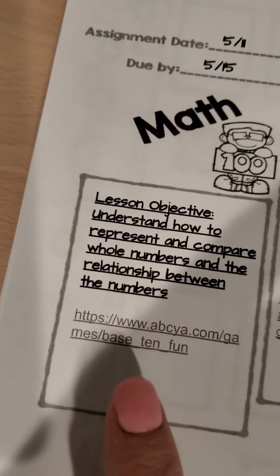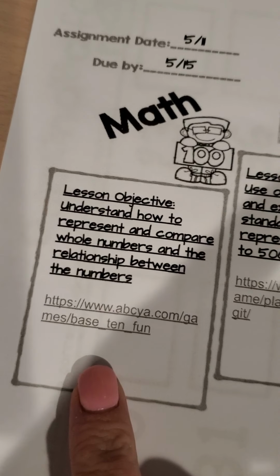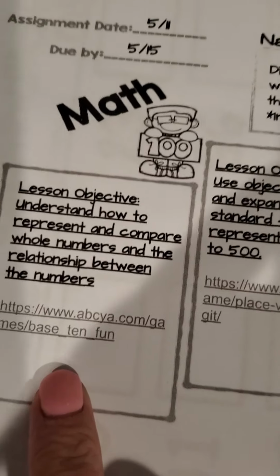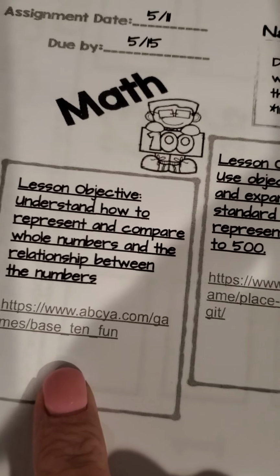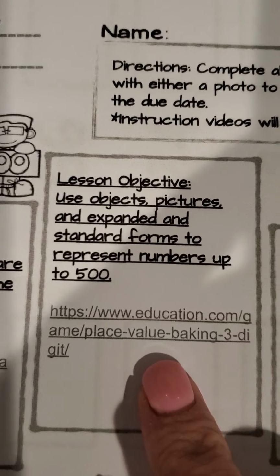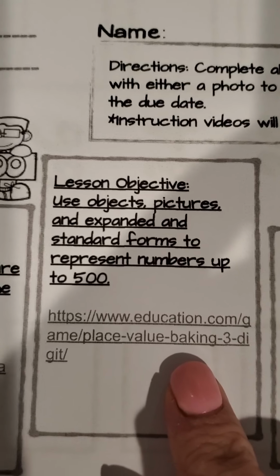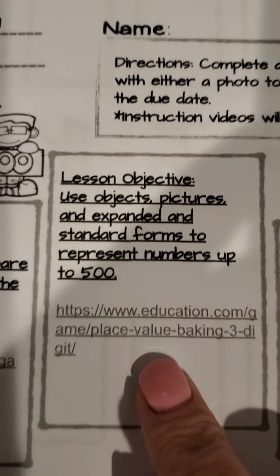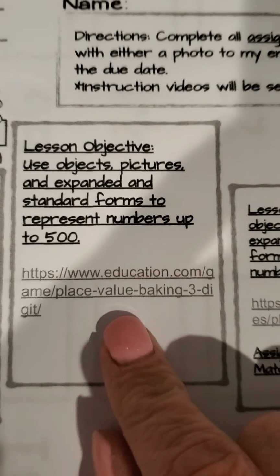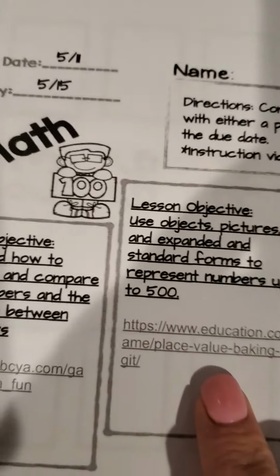Okay, I've put an ABC down here with base 10 blocks. If you guys can get on ABC, please do that. If not, it's okay. It's not an assignment. It's just extra for you. This one also says education.com. It's a place value baking game. If you're able to get on there and do that, let's do it. If not, that's okay. It's just extra stuff.